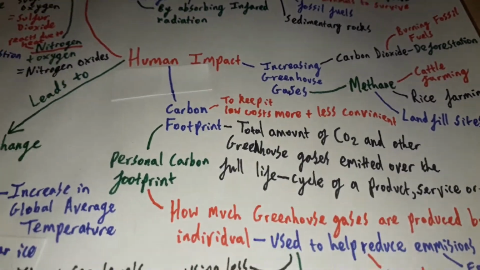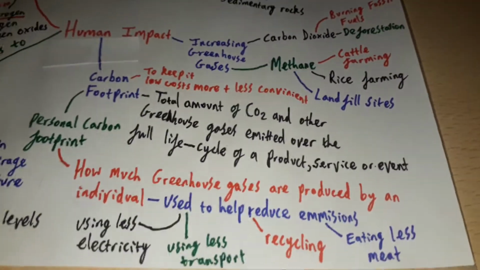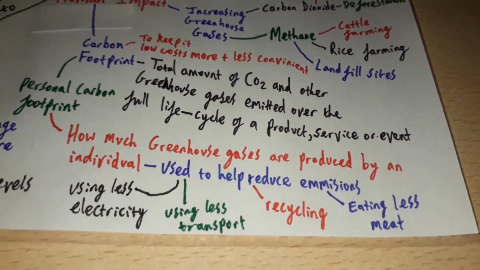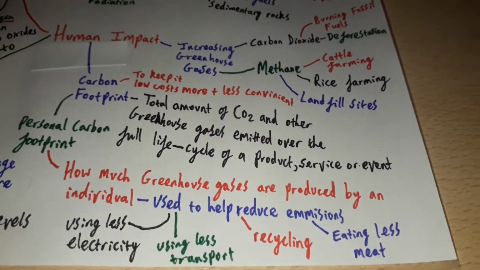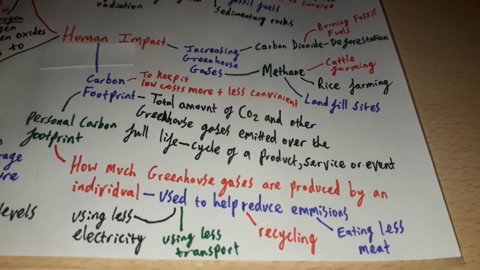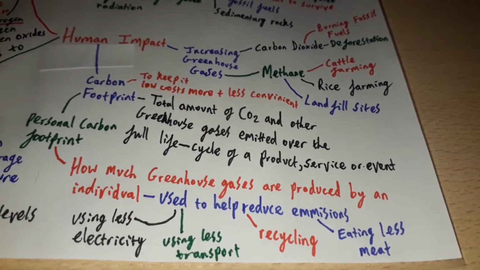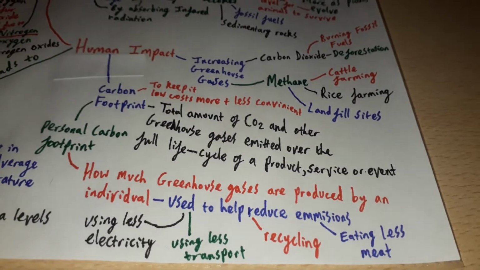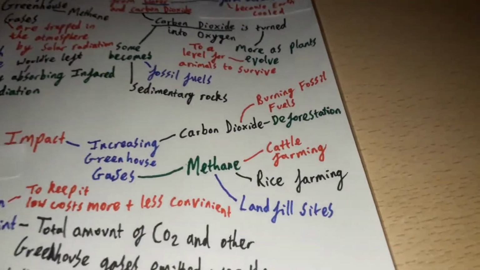Also, a personal carbon footprint. This is how much greenhouse gases are produced by an individual. This is used by people when they want to reduce their emissions. So they'll do things like use less electricity, use less transport, do recycling, and eat less meat. And as we can see, this directly correlates to the stuff over here.